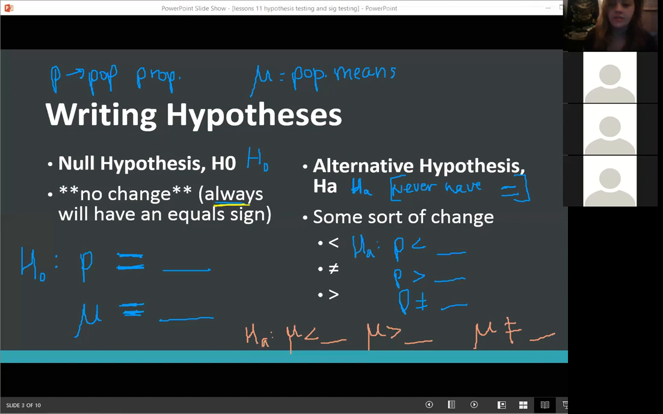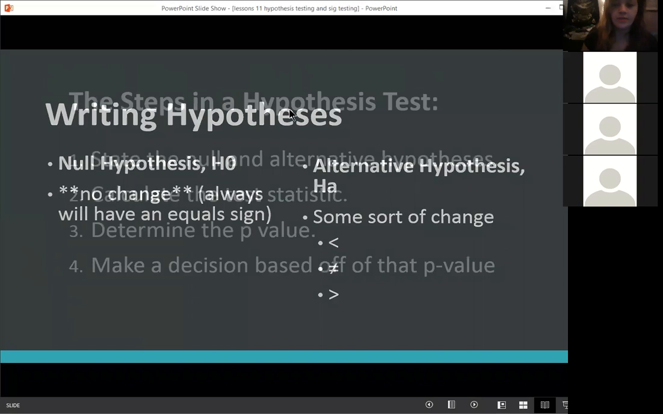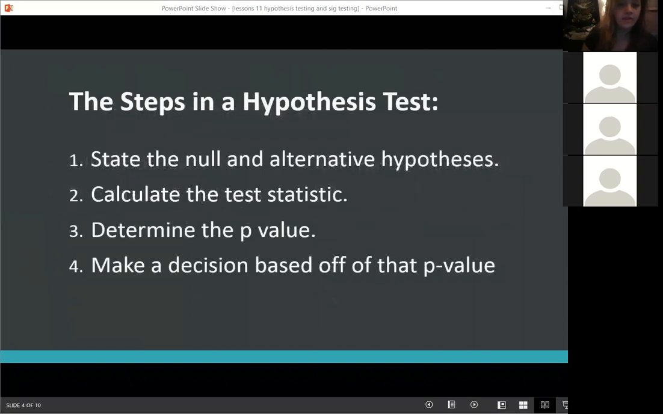So draw out the options that you have for writing your hypotheses, whether you're talking about a proportion or a mean. That's the first step in hypothesis testing. We do have to write the hypotheses. And then like we just did for step one, you can see: state the null and alternative hypotheses.